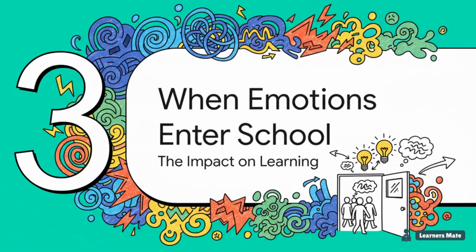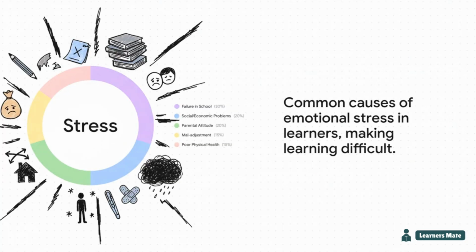So, what happens when all of these developing, complex, and let's be honest, sometimes chaotic emotions walk through the classroom door every single morning? How does that actually impact learning? Well, for one thing, it creates stress. And this chart, it's really telling. The single biggest cause of emotional stress for students is failure in school. Now look at how connected all this is. Problems at home or with friends can easily lead to struggles in school, and that then becomes the main source of stress.